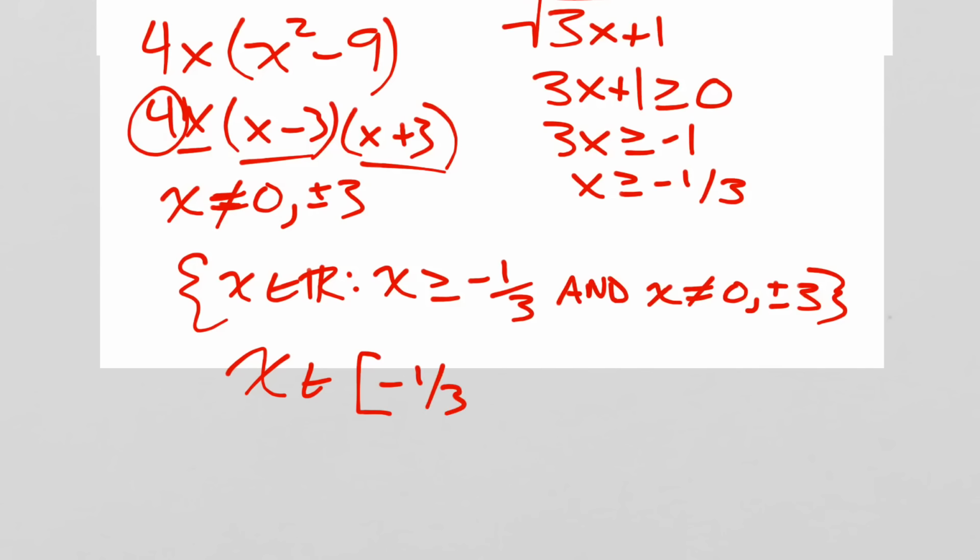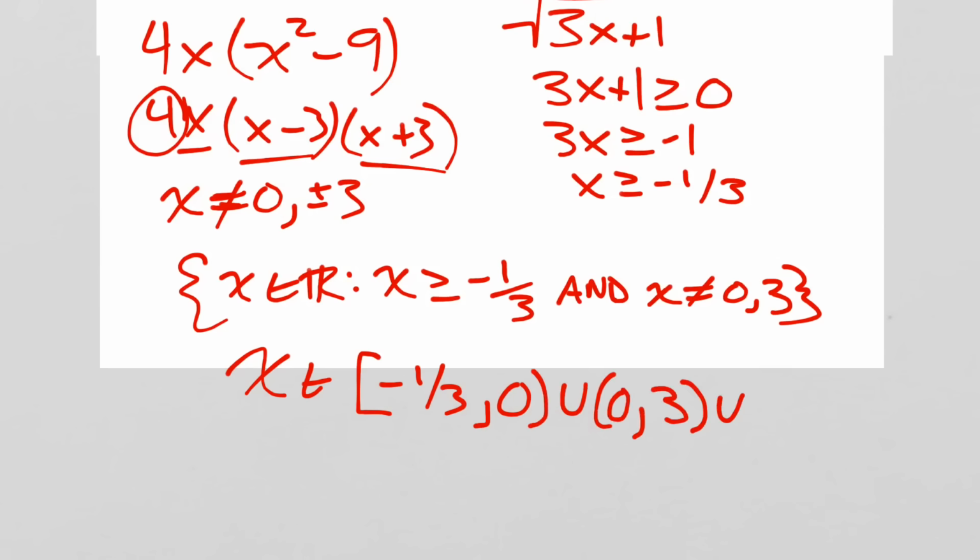Think about this real quick. If x has to be greater than or equal to negative 1/3, x already can't be negative 3, so we can just get rid of that. It's a little redundant. So let's just say 0 and 3. You feel me? So let's go negative 1/3 all the way up to 0, not including it, union with 0 all the way up to 3, not including it, union with 3 all the way up to infinity, not including it because you can't. Finished.